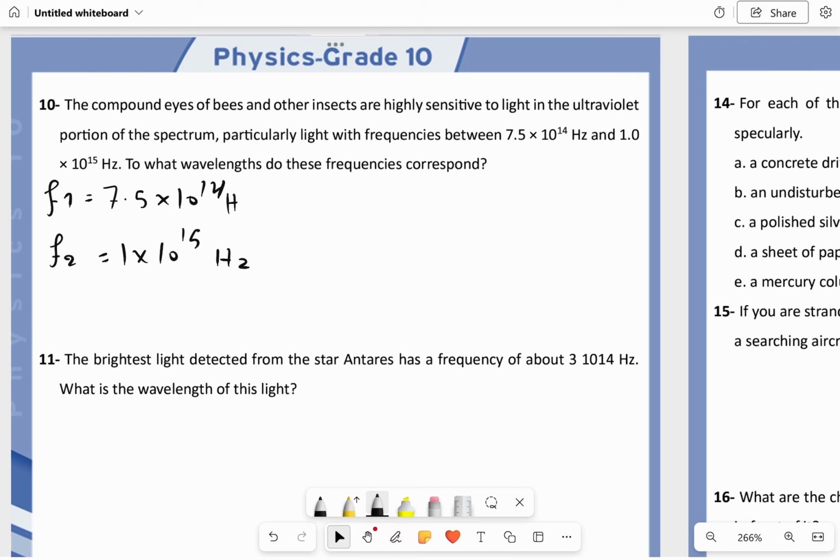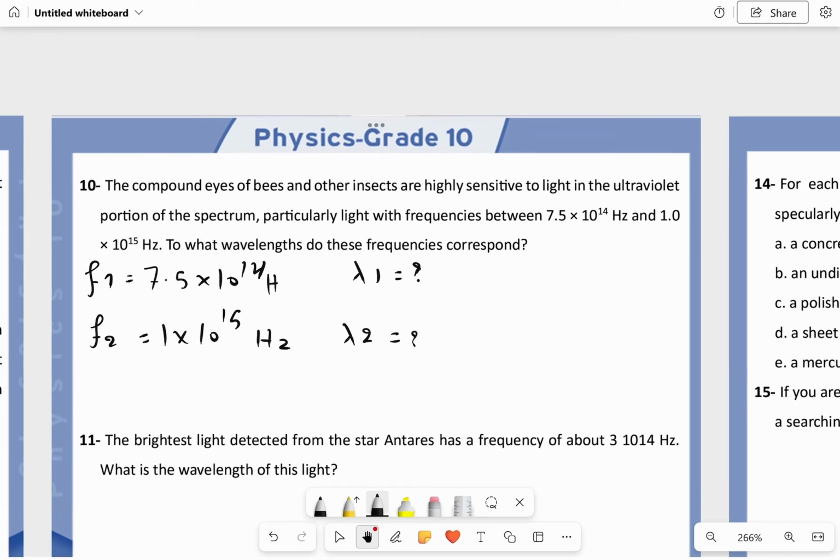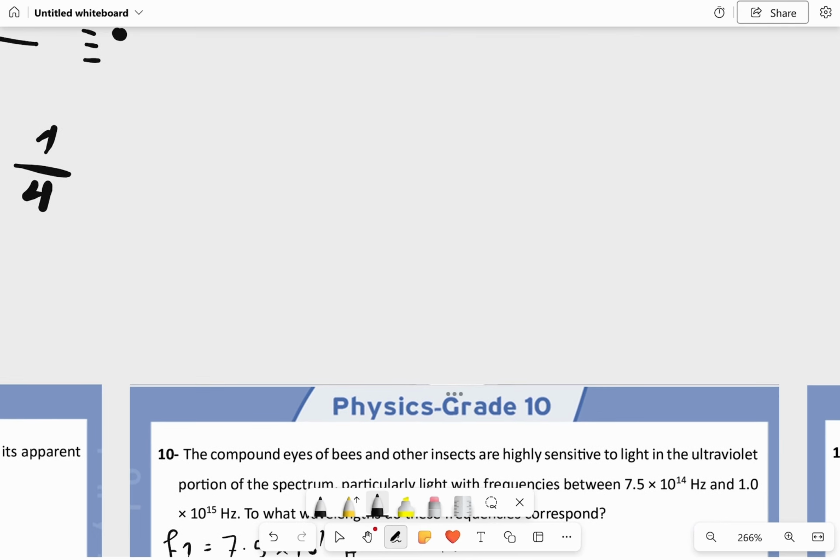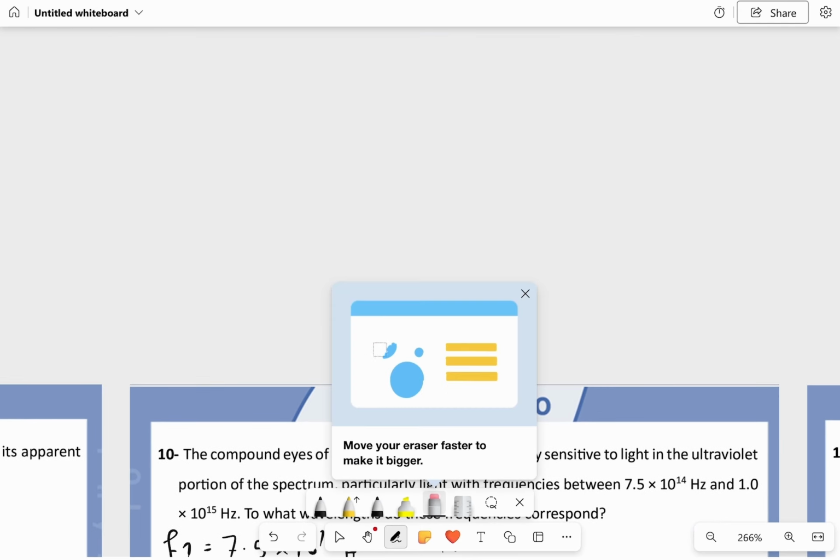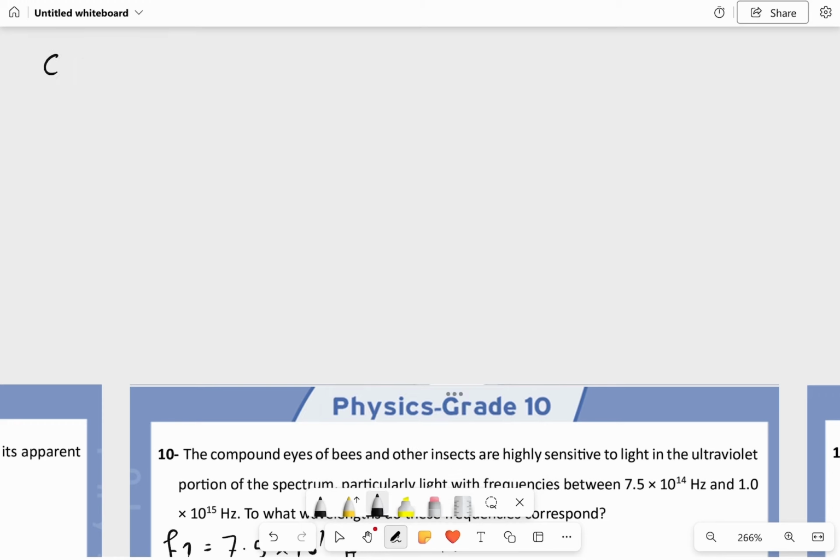So we need to find first lambda 1 is equal to what? Lambda 2 is equal to what? Remember, we had the equation for finding frequency. We had c, which is the speed of light, equal to frequency multiplied by lambda. So let's first find lambda 1. Divide by frequency 1, the first frequency, and cancel. So lambda is going to be c, the speed of light, divided by frequency.